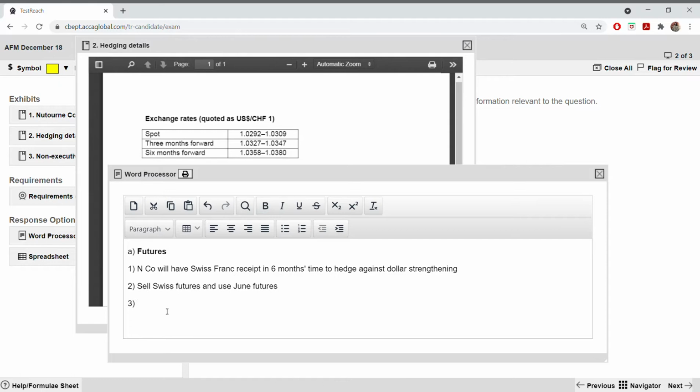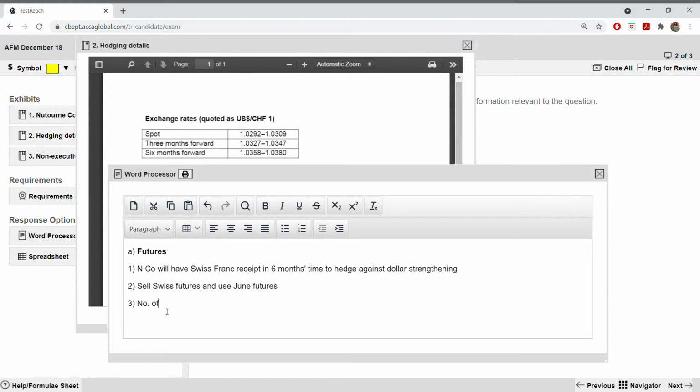Okay, number 3, what is it? Before you actually do the calculations on future, you have to write these lines. Okay, you are getting marks, so don't underestimate all these lines. You are actually getting marks per line. Future number of contracts. Now you have to calculate.